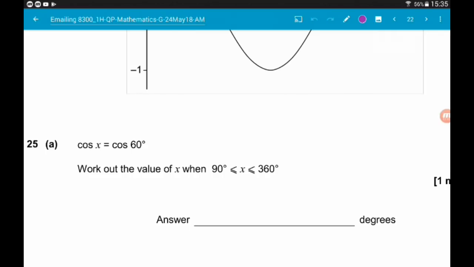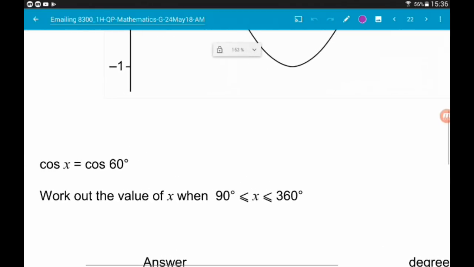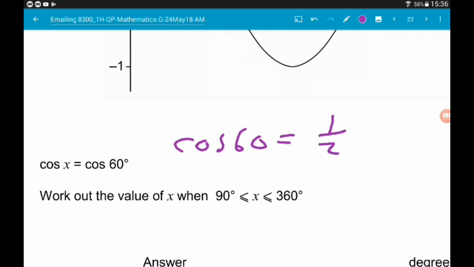So the first thing this question relies on is your knowledge of the exact trig values. Here we want cos of 60. We really should be able to work out sine, cos and tan of 30, 45 and 60 degrees. If you're not sure on how to do that, I'll put a link to my video down below in the description. For now, I'm going to tell you that cos of 60 is equal to 1/2.